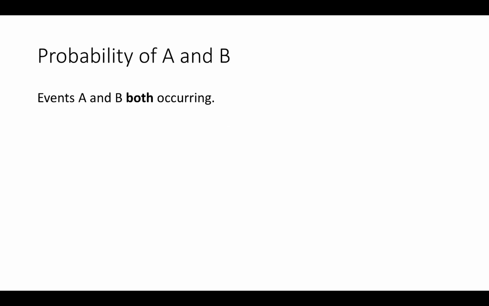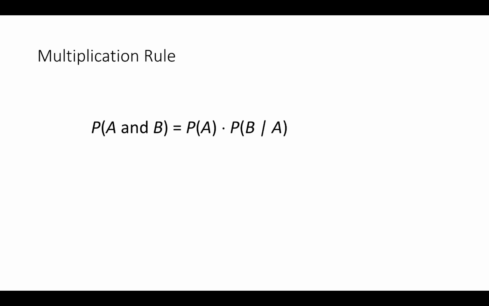Multiplication rule. Suppose we're interested in the probability of events A and B both occurring. This is where we can use the multiplication rule, and here's how it works out. Notice that we have the probability of B given A, the conditional probability, multiplied by the probability of A. So the probability of A and B both occurring is a multiplication of these two probabilities, one of which is a conditional probability.